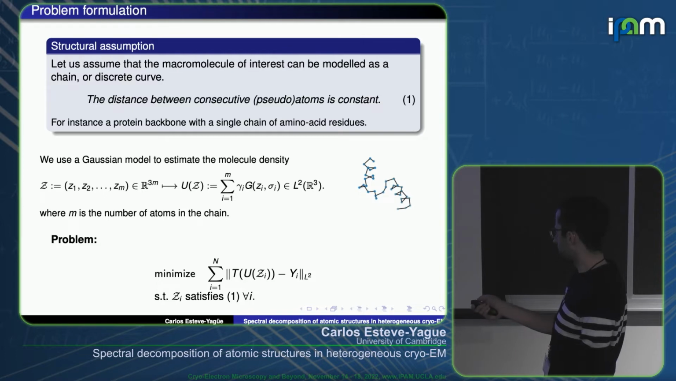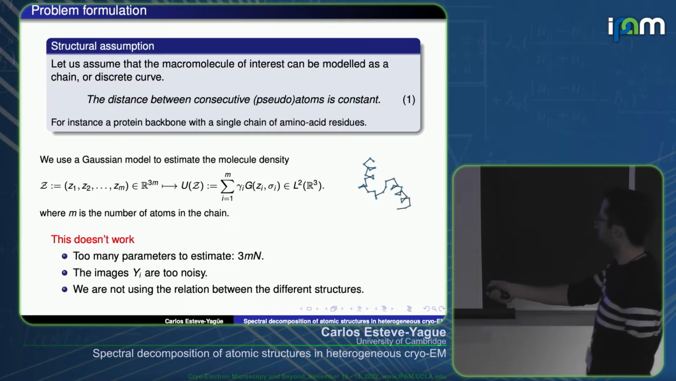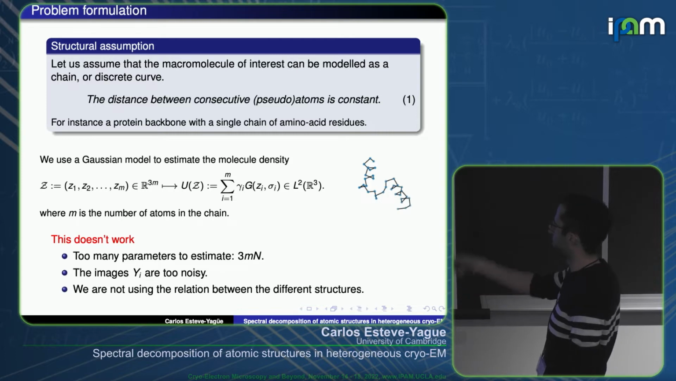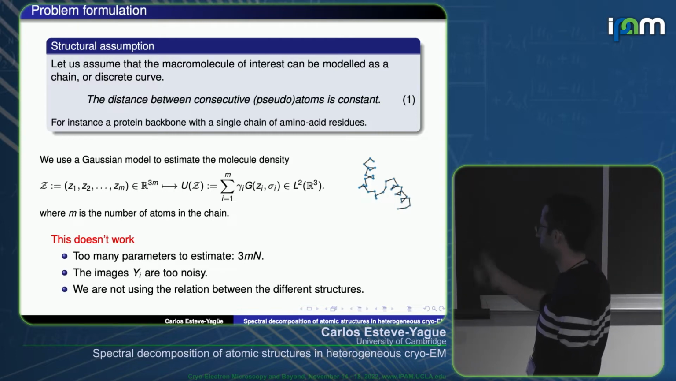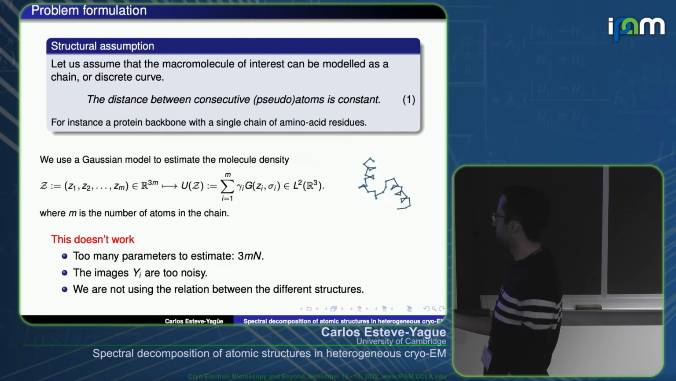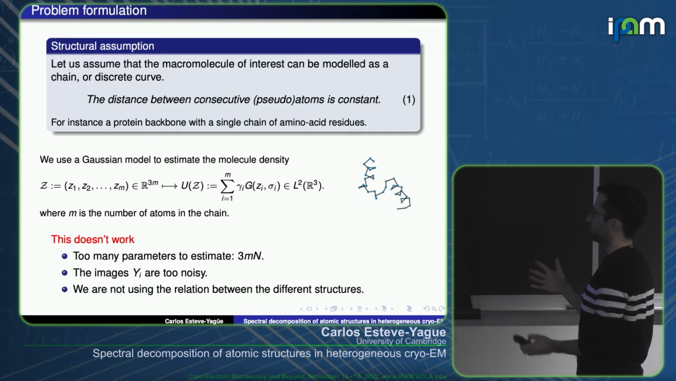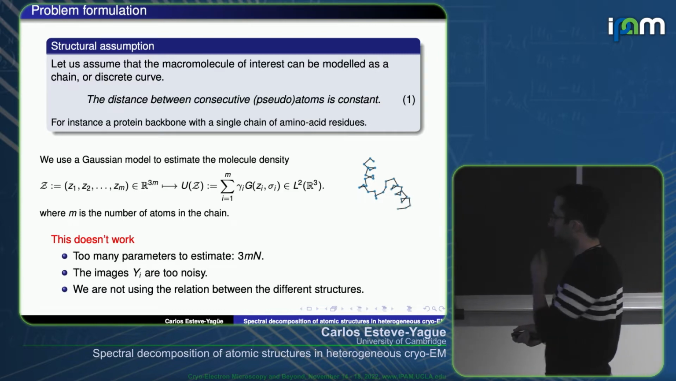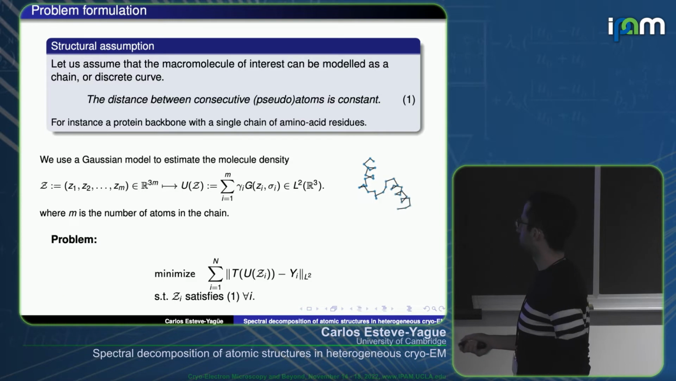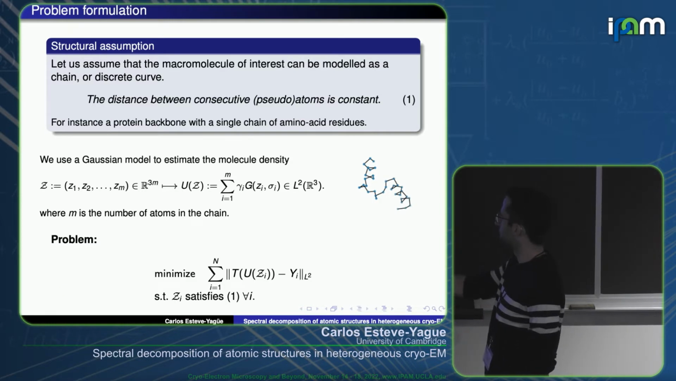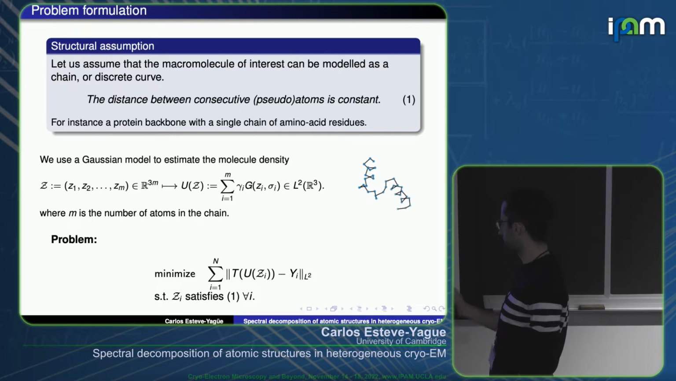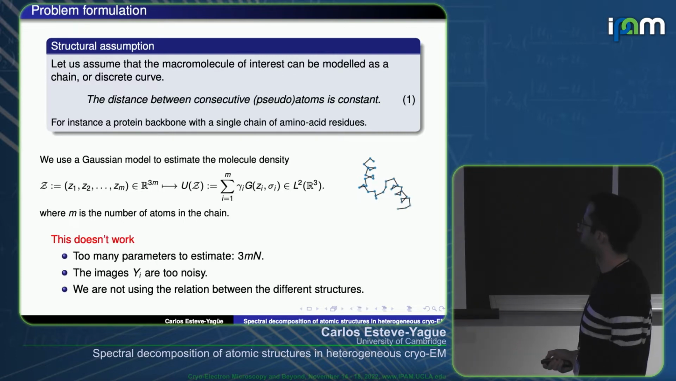And of course, this doesn't make sense because we have too many parameters to estimate. We have 3mn, and n is the number of images. And if we consider that problem, we are going to have a lot of overfitting because the images are too noisy, and we are not actually using the relation between the different structures. And also we are optimizing with this constraint. Let's see what we can do.